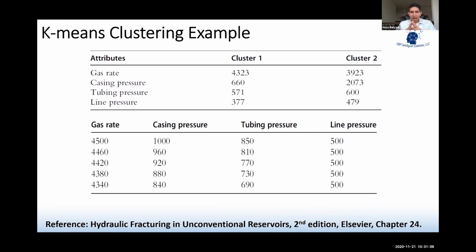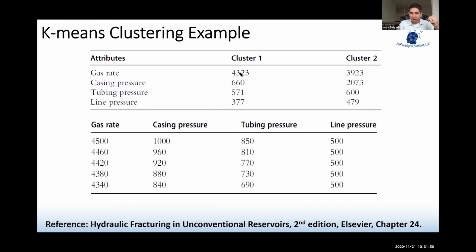So imagine that you've done your clustering. Let's just say you apply your K-means clustering based on the steps that I showed you, and you have 4 attributes: gas rate, casing pressure, tubing pressure, and line pressure. These are your input features. And the output of K-means clustering, if you chose 2 clusters, which is loaded versus unloaded in this case, cluster 1 and cluster 2, is going to be a number for each feature.